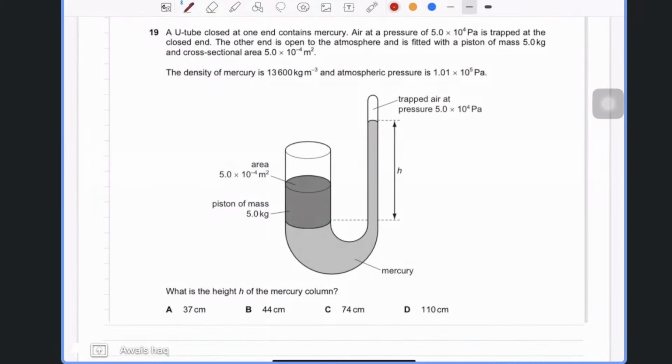it says that a U-tube is closed at one end, contains mercury, air, and the pressure is this one. So air has a pressure, so obviously pressure acts downwards. It's going to be this value. So this is pressure of air. And then it says fitted with a piston of 5 kg and so on, and density of mercury is given. Now, where do you think should I cut the tube from?